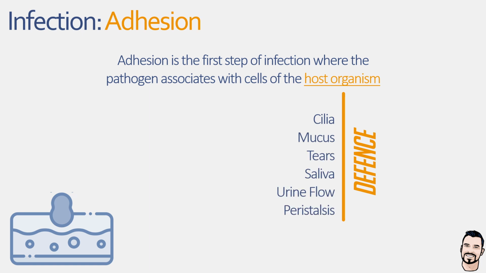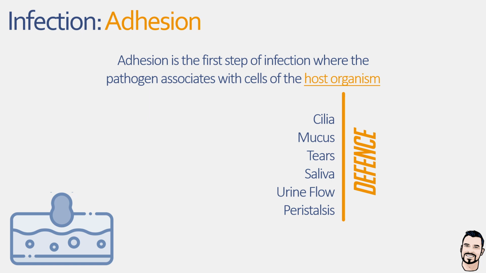So why is adhesion necessary? Well, it's because the host is constantly trying to remove potential pathogens. It doesn't want to be infected, and so it continually uses a range of physical clearance mechanisms to stop infection. Cilia and mucus sweep microorganisms out of the lungs, tears and saliva wash them away from the eyes and the mouth, urine flow clears the urinary tract, and peristalsis moves microbes along the gut, each of which are first-line innate defense mechanisms. Now, it's never that easy.